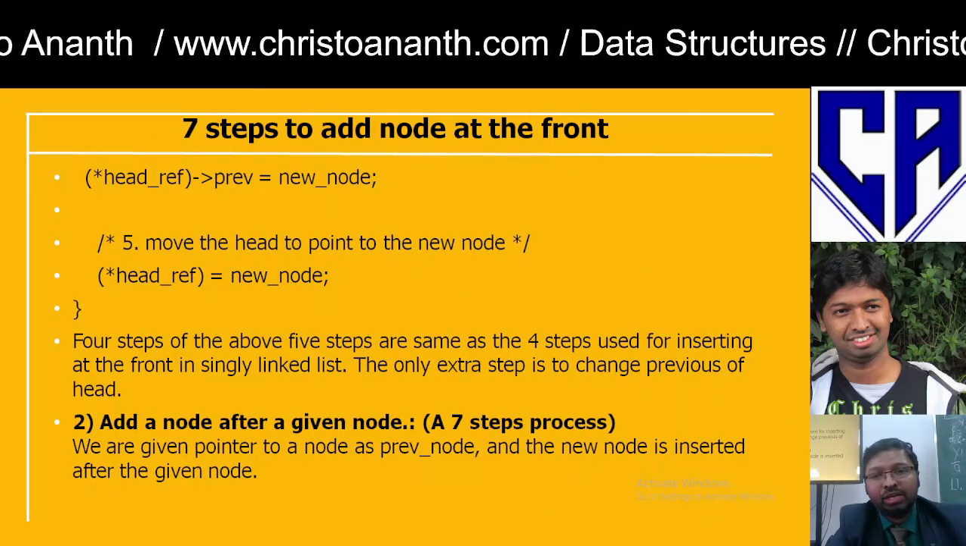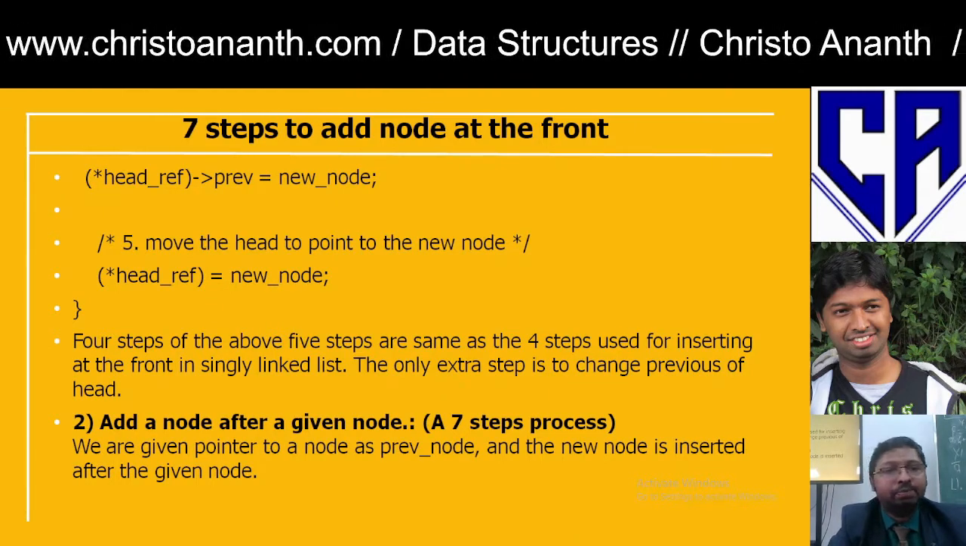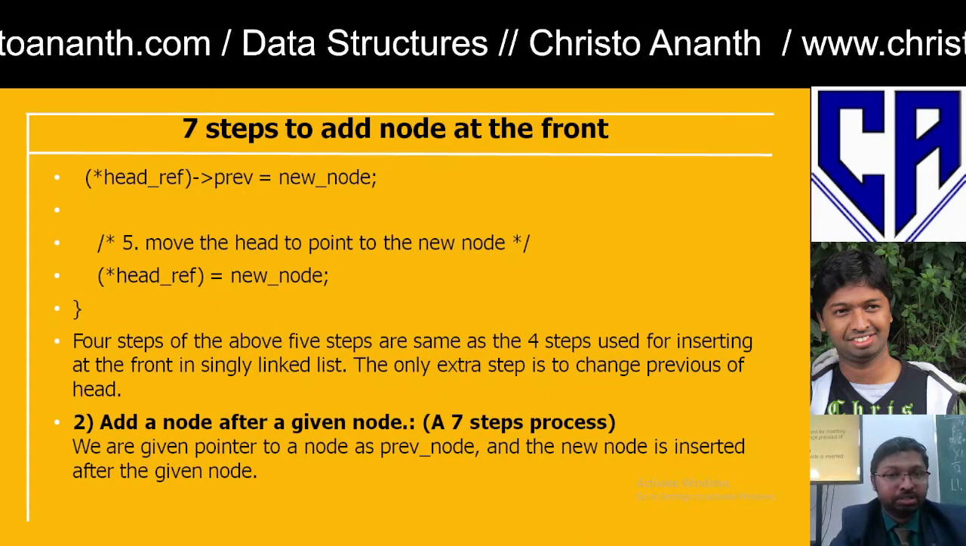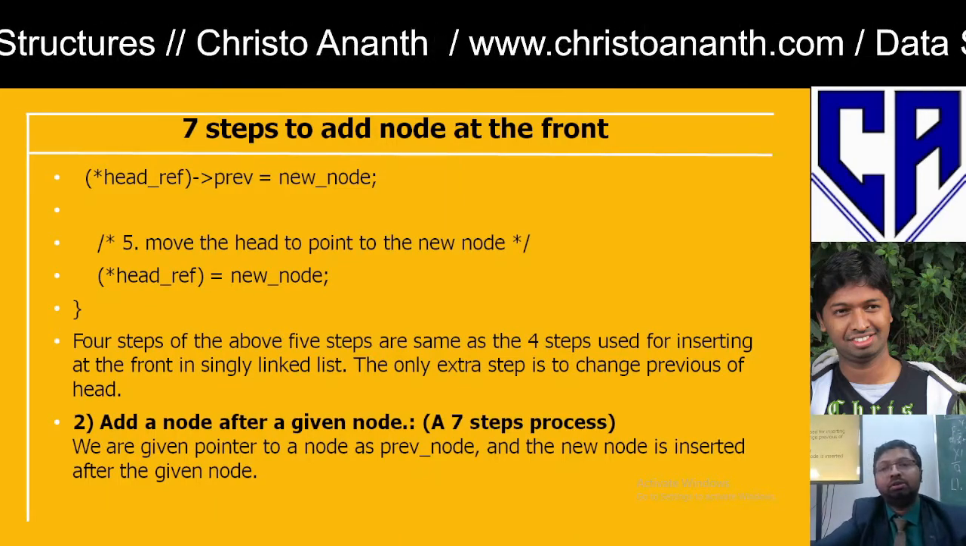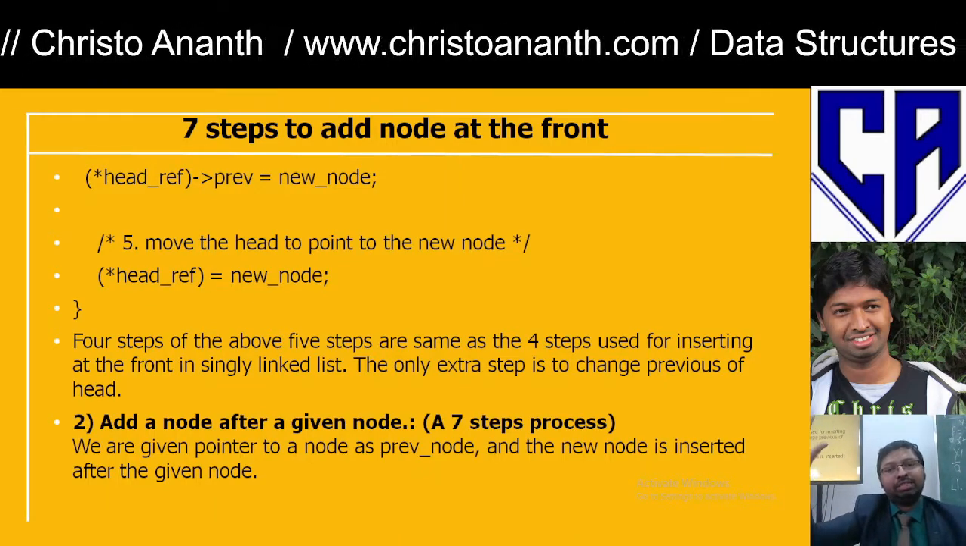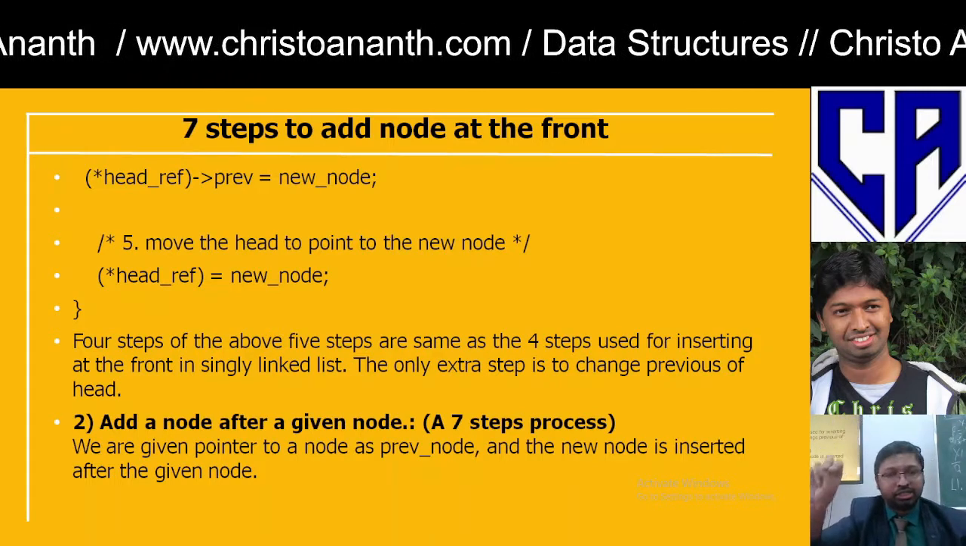So the only extra step is to change the previous of the head. So that's a 5-step process. Second thing, you add a node after a given node. So this is a 7-step process. So 2 extra modifications you have to do.